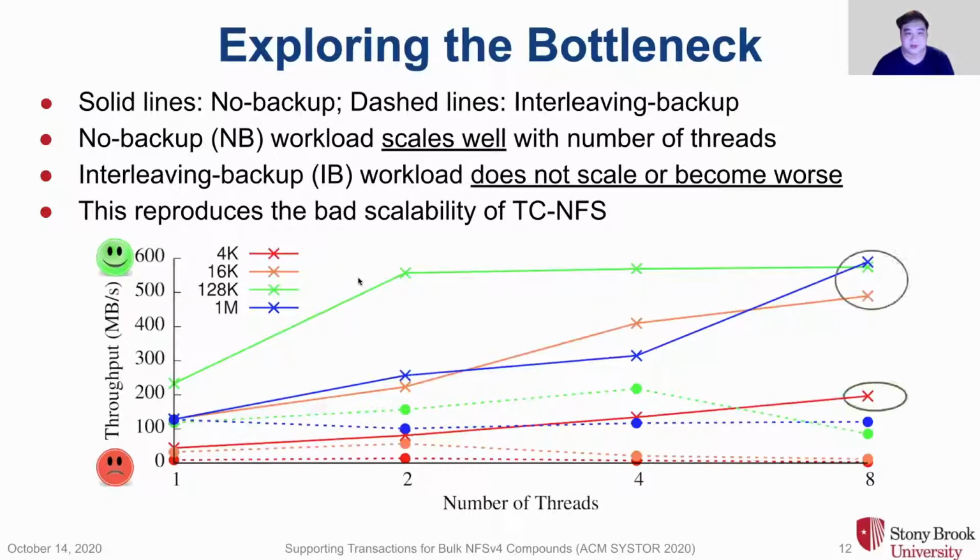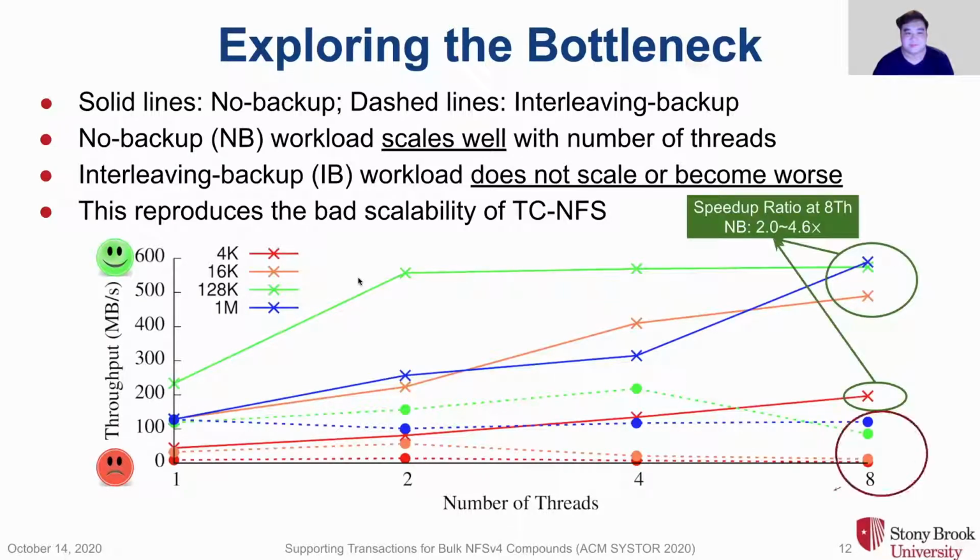The no backup workloads scaled well with more threads, while the interleaving backup couldn't scale and sometimes became worse. When there were 8 threads, throughputs were lower than the one-thread scenario. This figure explains the high overhead of Tcnfs for small files and multiple clients. As no backup scaled well and the interleaving backup went worse, the overhead of interleaving backup would become very high.